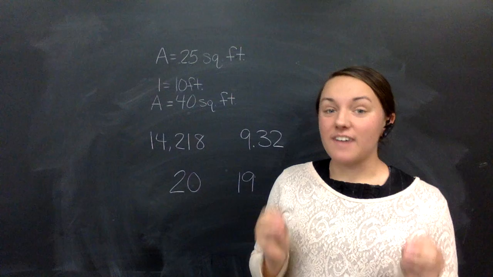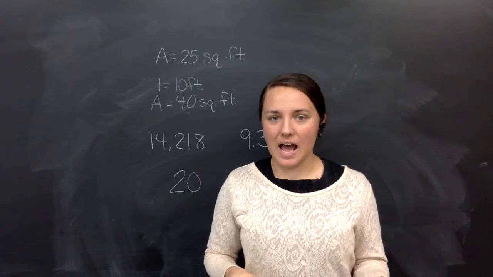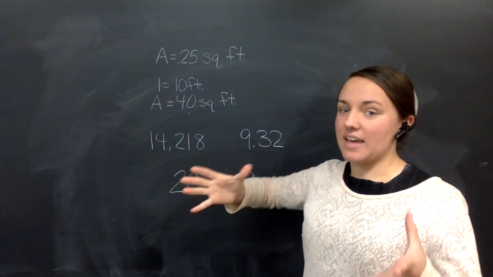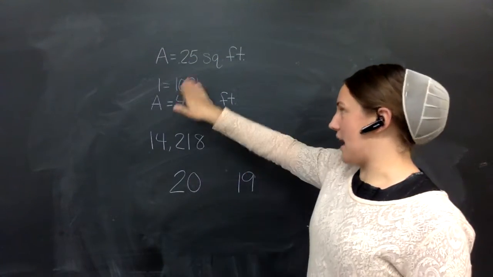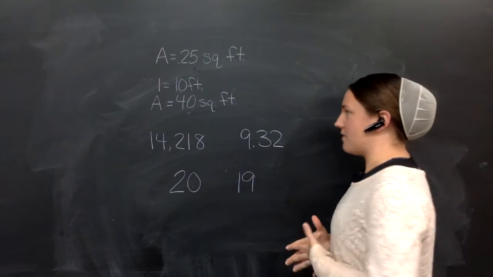You should have guessed 5 feet because remember, to find the area of a square, we go side times side. And in order to get 25 square feet, if we multiply a number by itself, it would have to be 5, right? Because 5 times 5 equals 25.